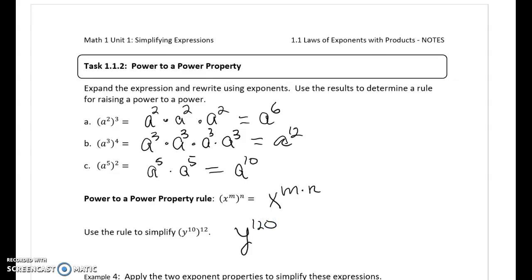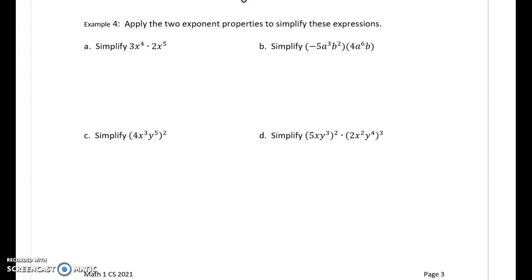All right, so let's see if we can apply a couple of those rules that we just learned over the last day and a half with these examples. Okay, so we want to simplify, so we want to multiply here. All right, so what I'm going to do is, because this is all multiplication, right? We don't see any plus signs or minus signs because this is all multiplication, right?